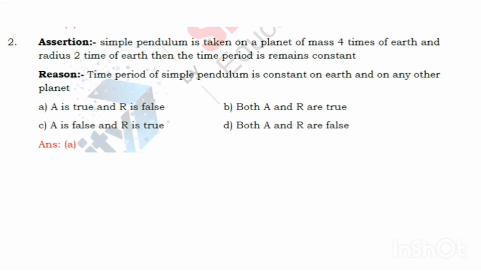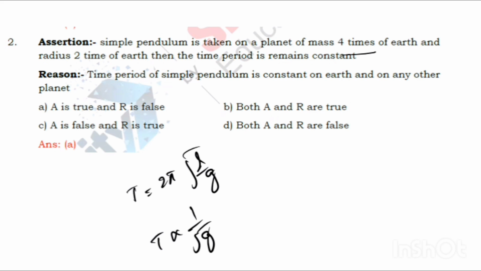A simple pendulum is taken to a planet of mass 4M, that is 4 times the Earth's mass. The time period of a simple pendulum is T = 2π√(L/g), so the time period depends on 1/√g. Here the length of the pendulum is constant, and g = GM/R².